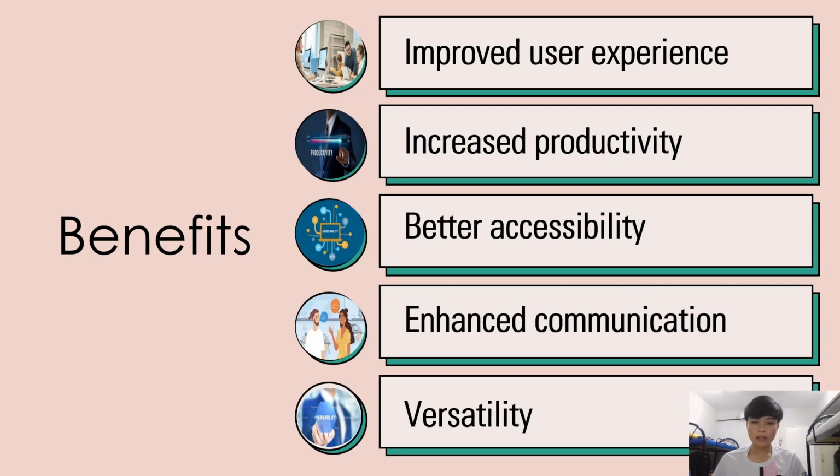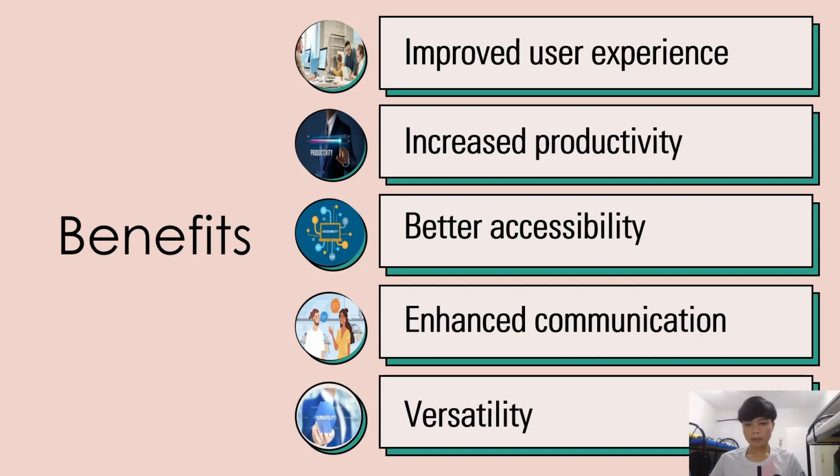So these are the benefits of input and output devices. First, improved user experience. Input and output devices improve the user experience by allowing users to interact with the computer system in a more intuitive and efficient way. Second is increased productivity. With input devices such as keyboards and mice, users can input data and commands quickly and accurately, which can lead to increased productivity.